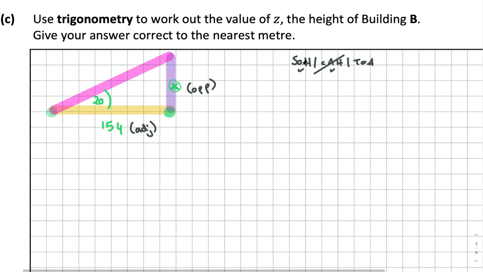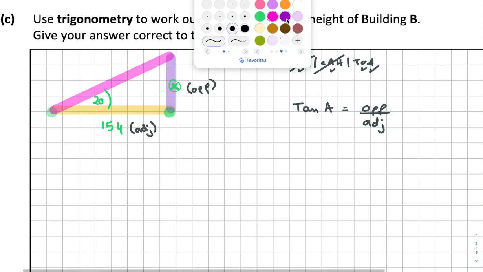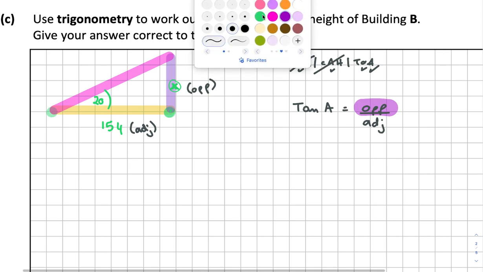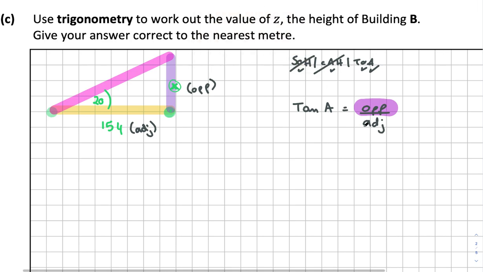If I look at sine, the other side that I have is adjacent. Does sine involve the adjacent? It does not. But if we look at tan, tan is opposite, I have. Adjacent, I have. It's going to be tan. So now I write that out. I'm going to have tan of the angle is equal to opposite over adjacent. Now, the opposite side to my angle is directly across from it. It's the purple side. What is the adjacent to my angle? The adjacent is the 154 down here.